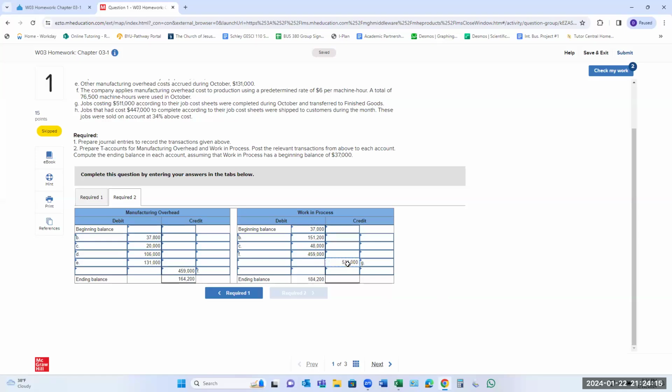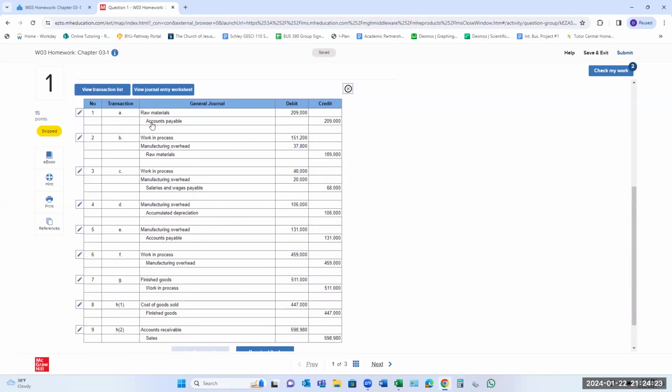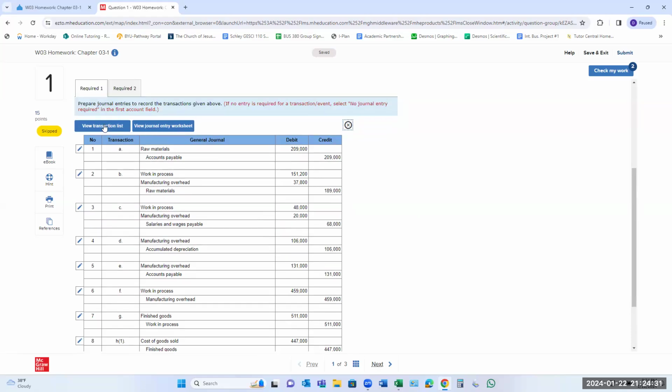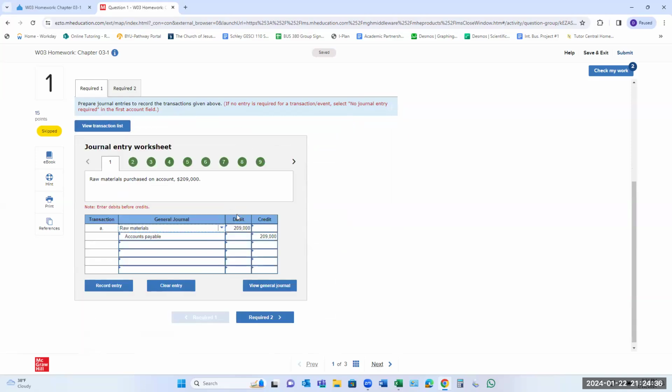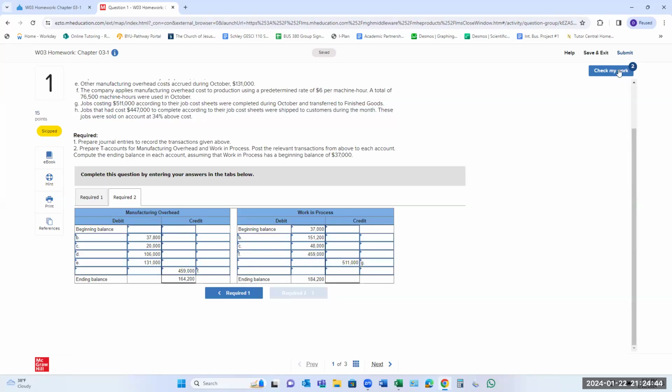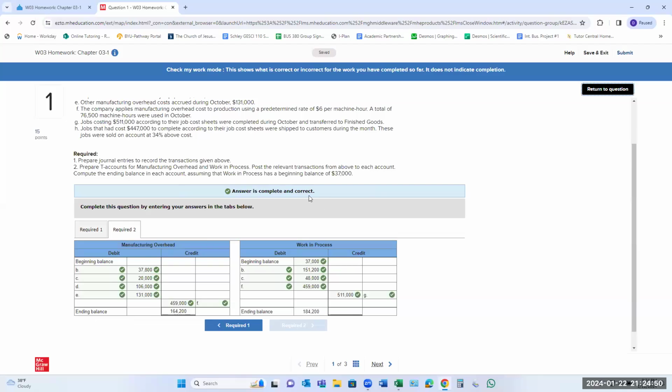So be super careful entering in all of your numbers. And so that's what the worksheet will look like. Make sure I have debits and credits in all of them, and they all match, they balance amongst the entry. If you need to go back, you can go back to the transaction list, or you can do the journal entry worksheet if you need to make any edits. Okay, moment of truth, check my work. Yay, answer is complete and correct.